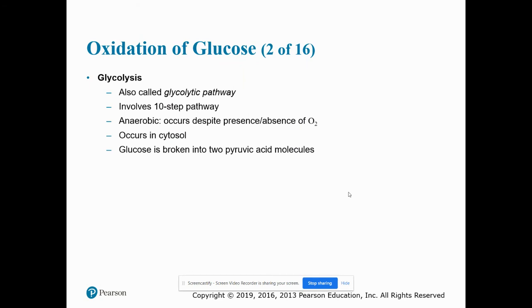So glycolysis is also called the glycolytic pathway. It involves a 10-step pathway. It's anaerobic, which means that it occurs whether or not oxygen is present. Glycolysis occurs in the cytosol, and again, glucose is going to be broken down into 2 pyruvic acid molecules.